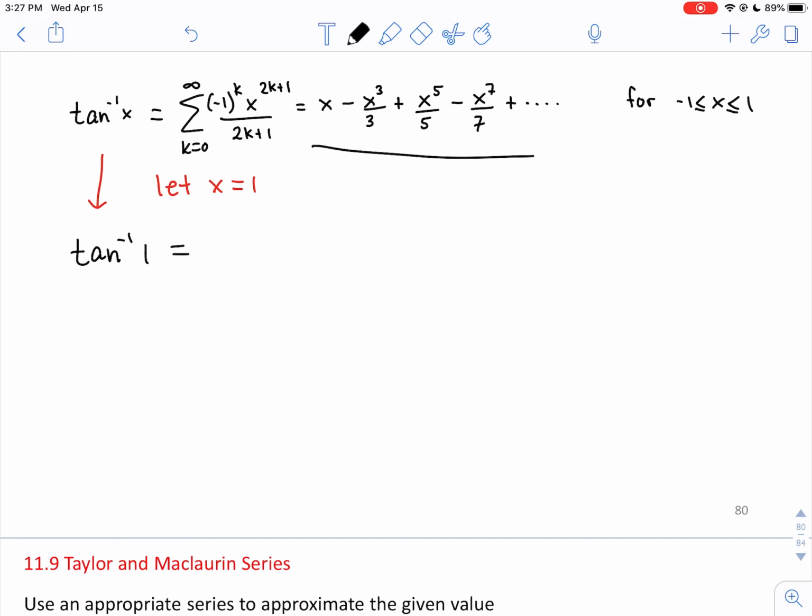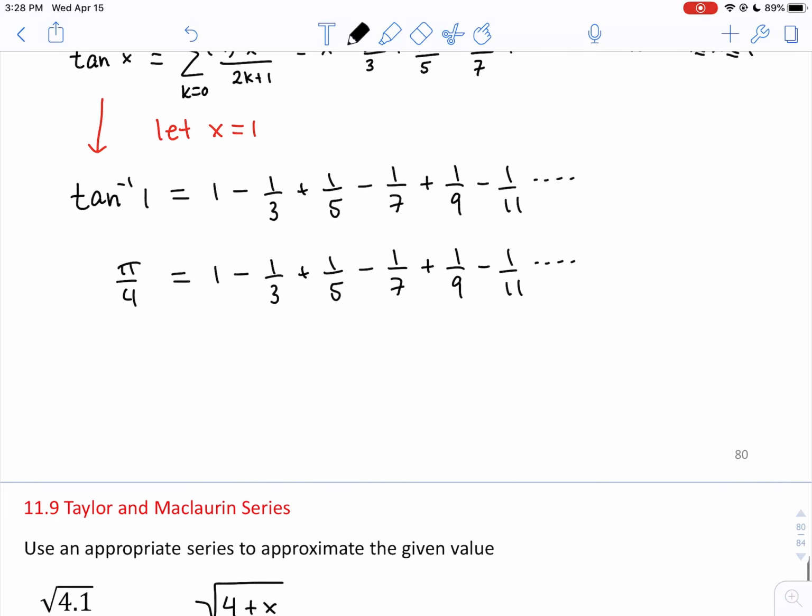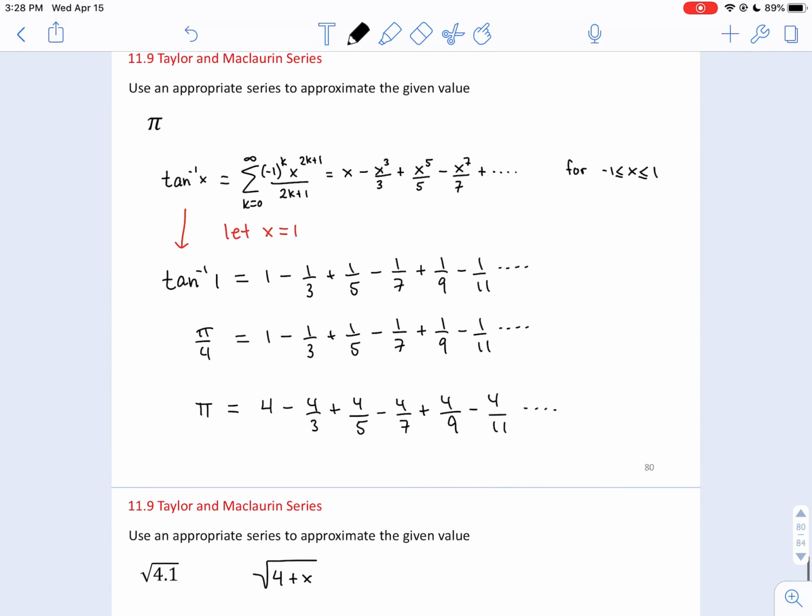Arctangent of 1, plug in 1s for all these x's. The next one, using the pattern I see already, will be plus 1/9 and then minus 1/11. Right, we just have odd denominators and we have alternating signs forever. Now, the arctangent of 1 is pi fourths. To get a series for pi, I would multiply by 4. This is a series that will converge to pi.